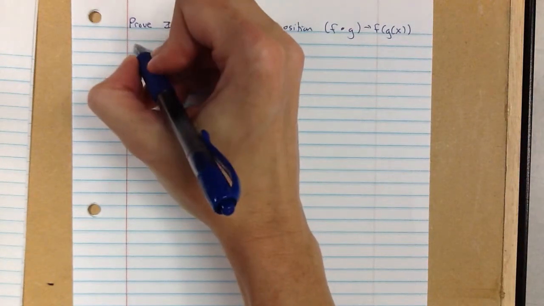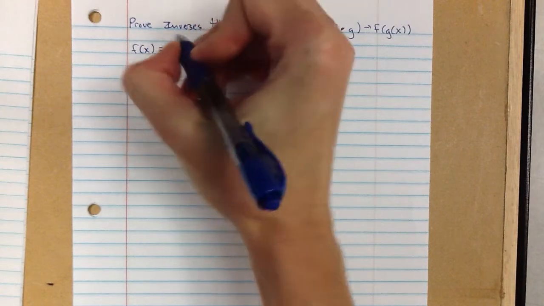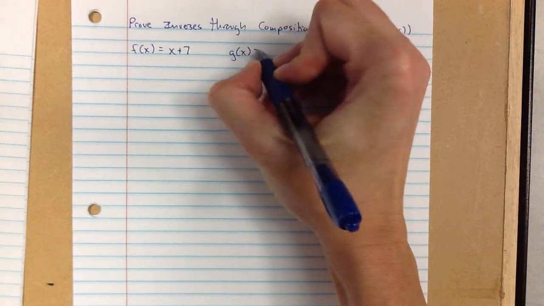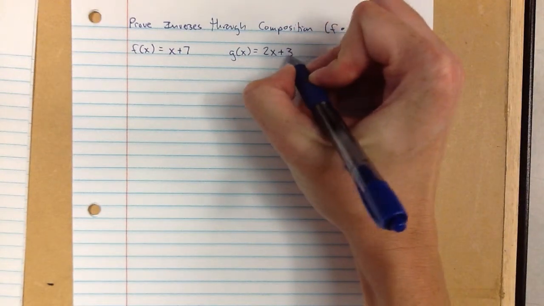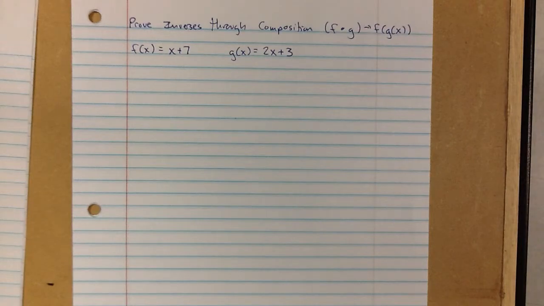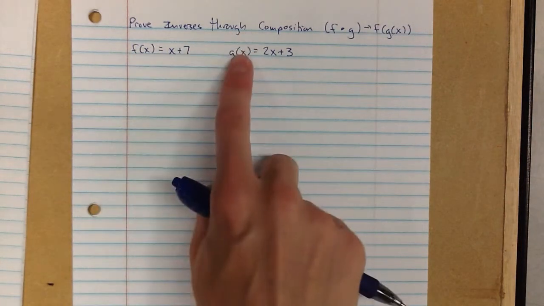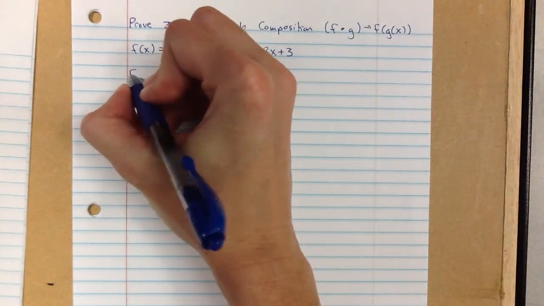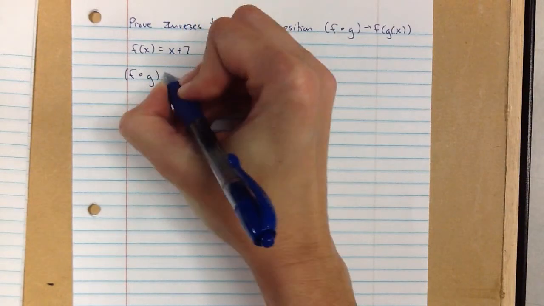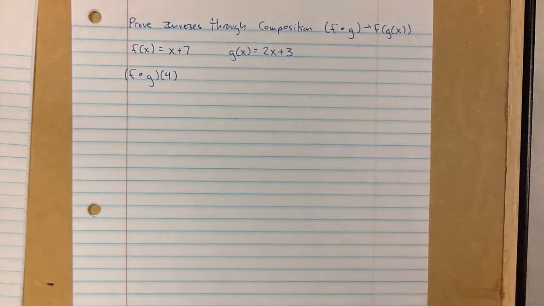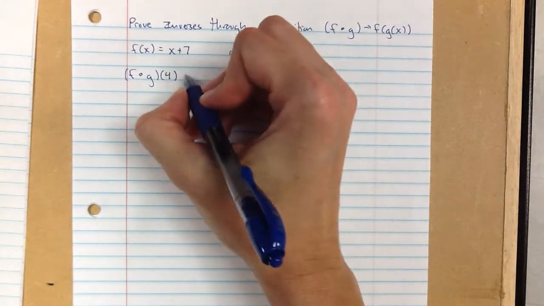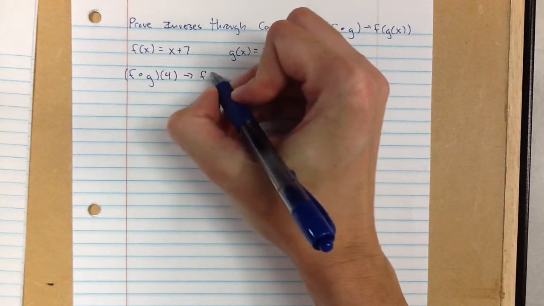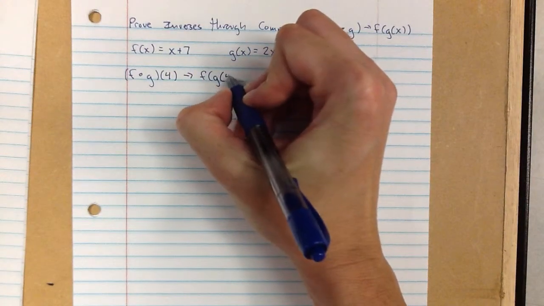Okay, so here's the deal. If I give you f of x equals x plus 7, and g of x equals 2x plus 3, those are our two functions right now. You can pretend that this is f of x and this is f inverse of x, but right now we're saying g. So if I want f of g of 4, fog of 4, I can rewrite that as f of g of 4.